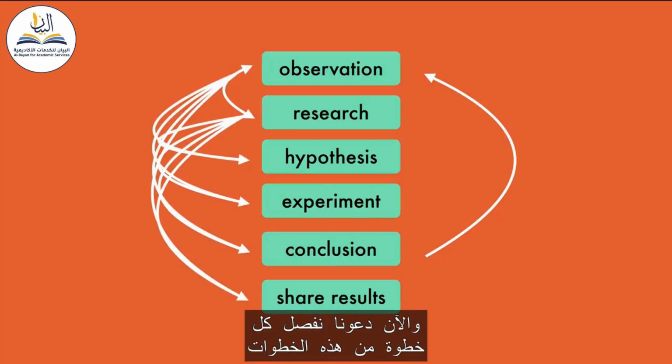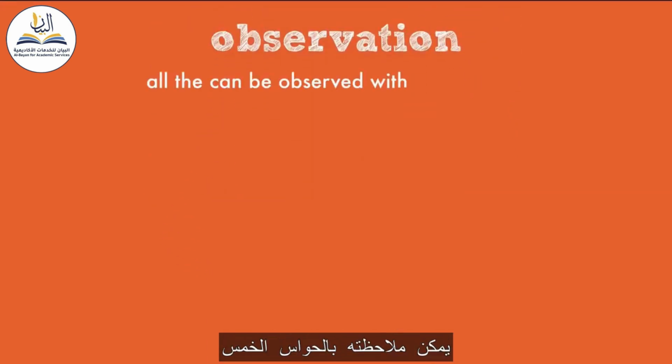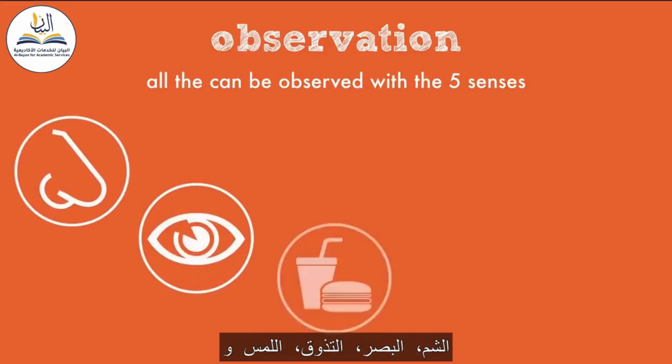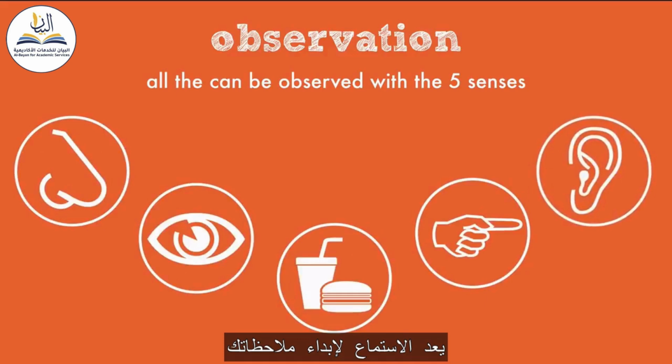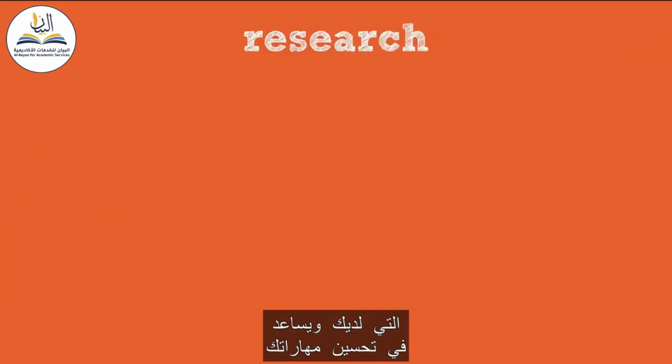Now let's break down each of these steps into their component parts. All that can be observed with the 5 senses are included in observations. You use your sense of smell, sight, taste, touch, and hearing to make your observations in science. Research is an important step in science because it may answer other questions you have and help refine your experiment before you go down a path that leads to nowhere or conduct an experiment that's already been done.